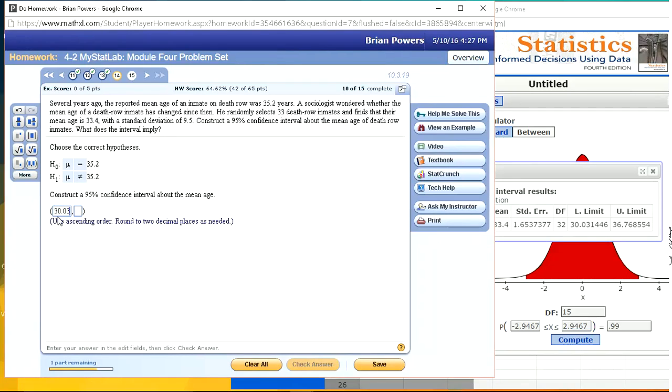30.03 to 36.77. We have to round that to 2 decimal places. Looks good.